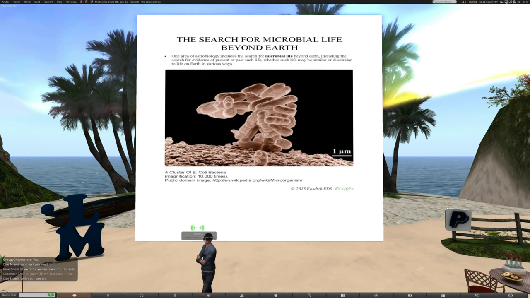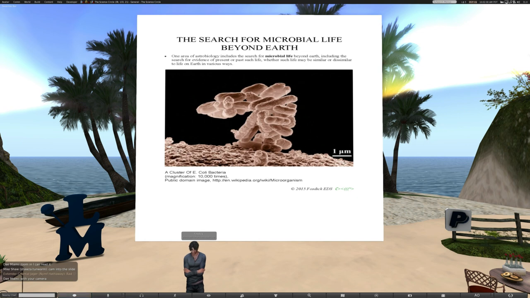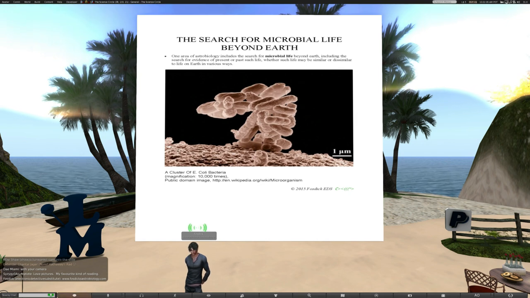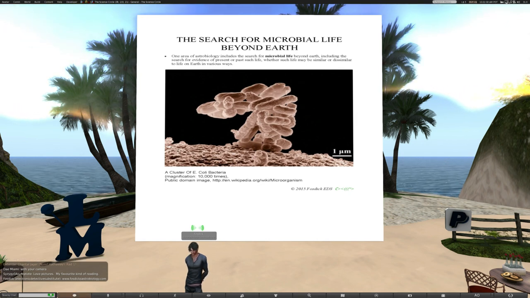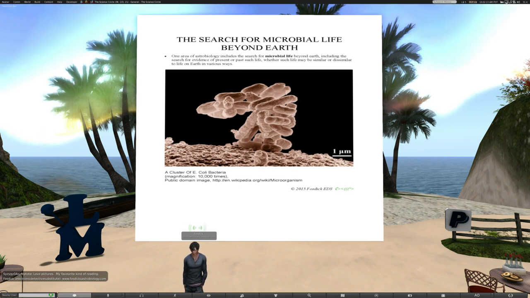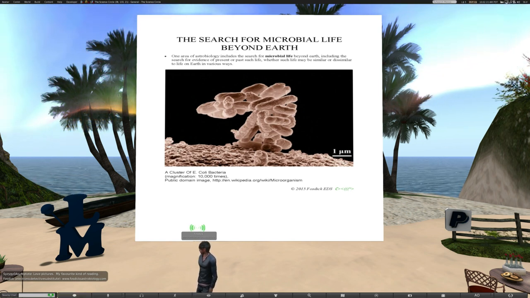This is the website in case anybody wants to go on it. Astrobiology.com. This is my own hobby website where I basically have these slides in a website version. So I'll walk through some of the images on my website and talk about each topic.